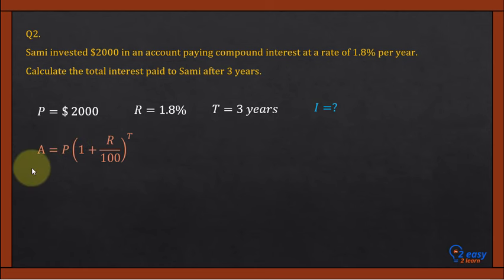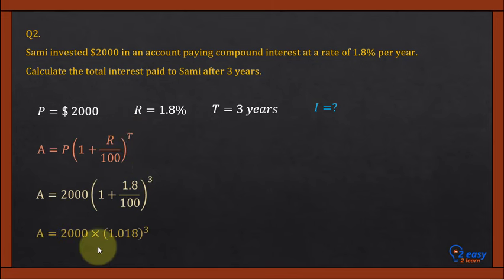So therefore, we have to apply the compound interest formula, which is A is equal to P times (1 plus R over 100) whole power T. Plug in these values in this formula. First, we'll calculate the total amount at the end of 3 years. So P is 2000, R is 1.8, T is 3. Use a calculator to find this answer, and it is $2,109.955.